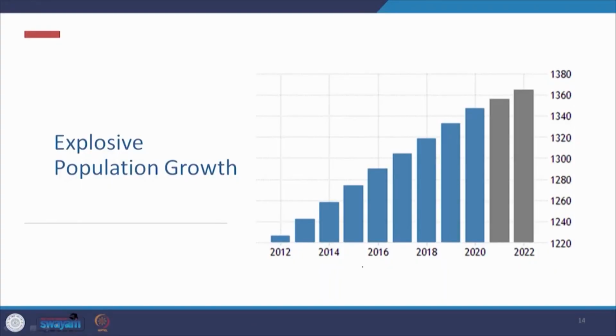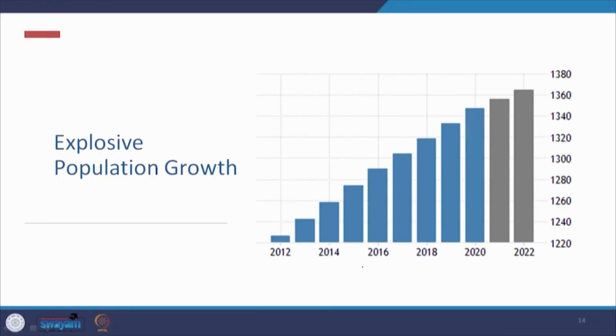Now let us take one of each of these points just to look at it in a little detail. Explosive growth. How explosive is this growth? In 2012 we were somewhere around 1,235 million, 1.2 billion people. We are going to be, or we are touching, 1.36 plus billion in 2022, and this is going to rise.